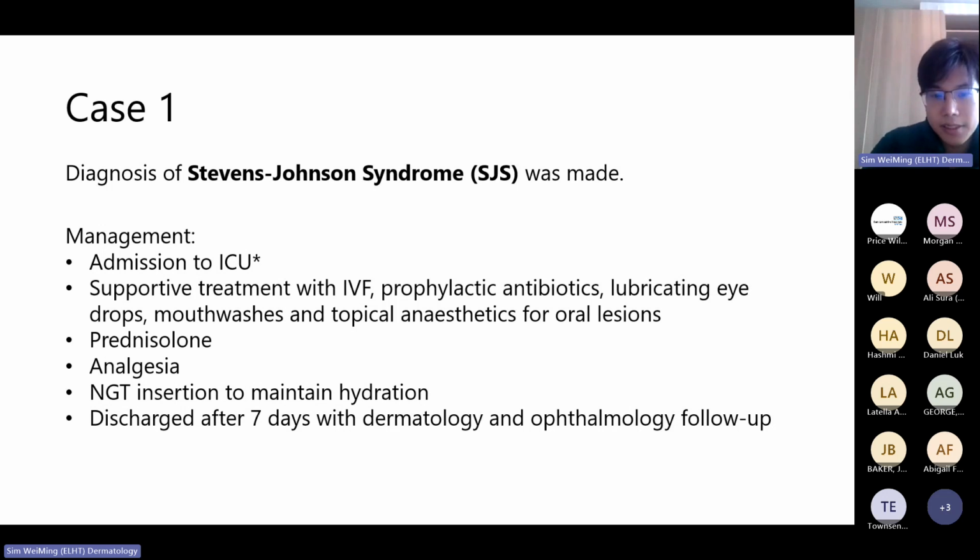Analgesia is very important for these patients as well, just because it will be sore if you have any erosions or mucosal involvement. And in her case as well, she also got an NG insertion to help with oral hydration. And actually, she was discharged after 7 days and followed up by dermatology and ophthalmology.